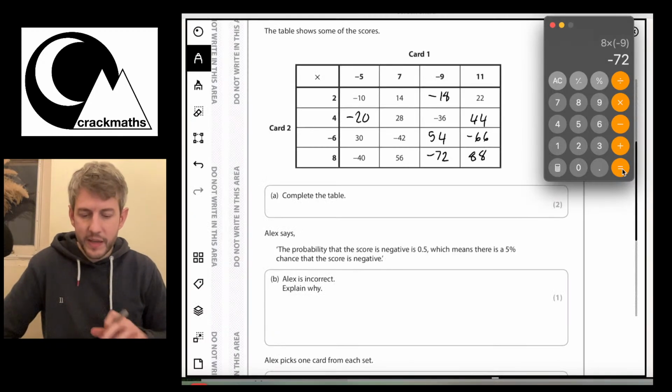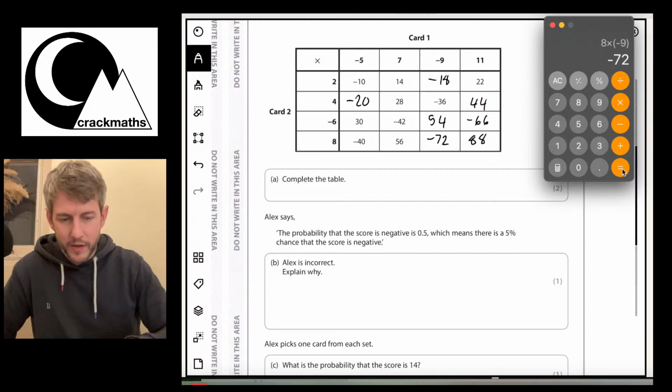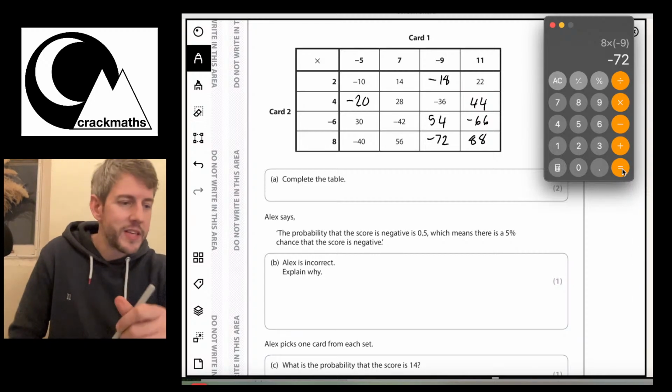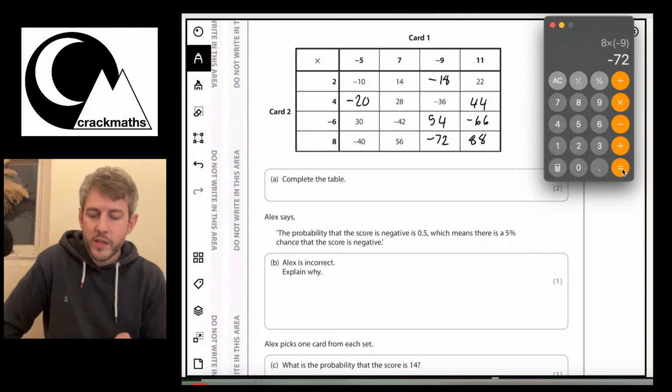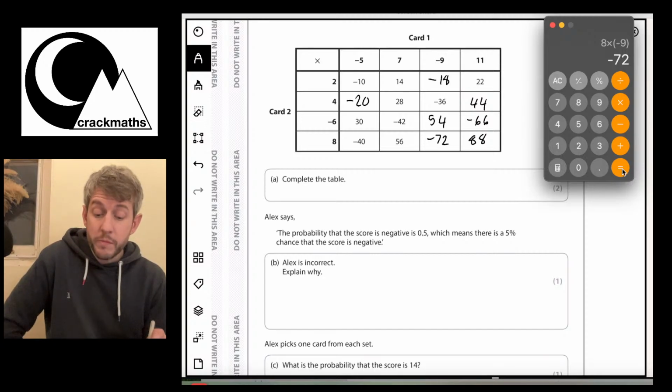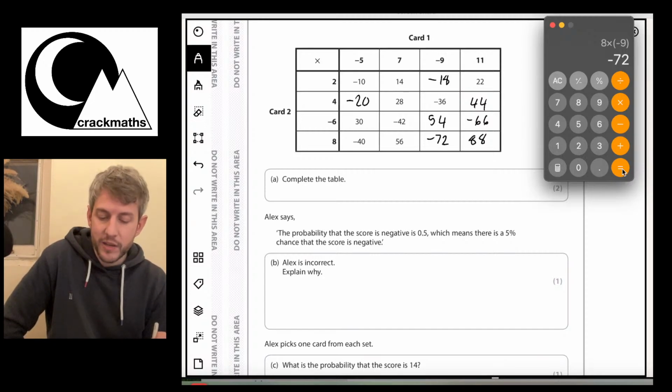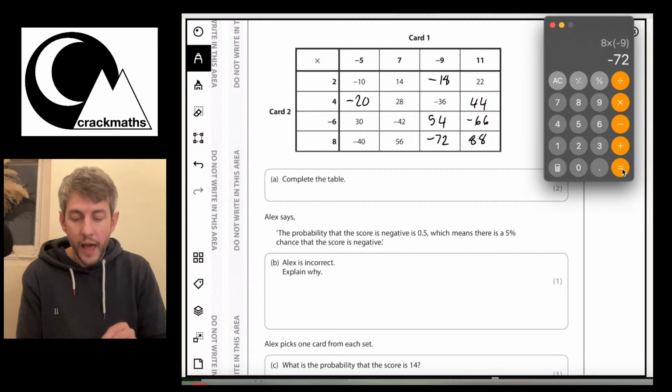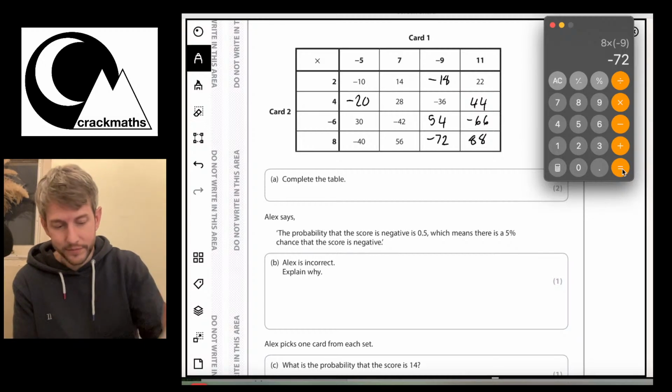Now let's look at what the set. Oh, there's quite a lot of parts to this question. So let's have a look at this second part here. Alex says the probability that the score is negative is 0.5, which means that there is a 5% chance of getting a negative score. Okay, right. Explain why Alex is incorrect.